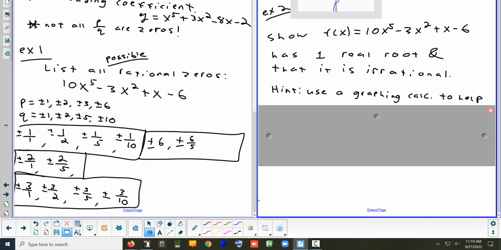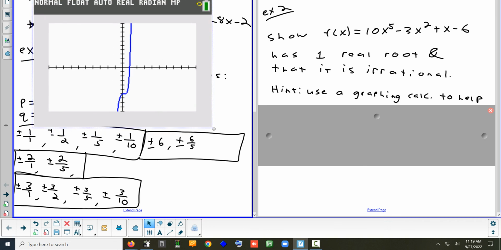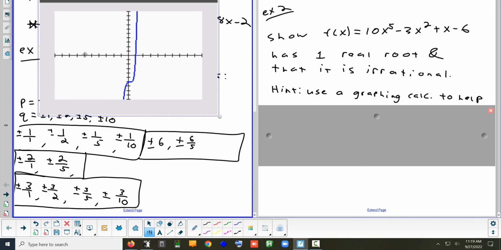So does it look like, let me put this over here so you can see it. Does it look like it's close to 0.5, 1/2? No, it doesn't even look close to that. Does it look like it's close to 1/5, 0.2? No. 1/10? No. 2? No. 2/5? That's 0.4. 3? No. 1.5? Not really. 3/5? That's 0.6. Nah, I don't think it looks close to that. 3/10? No. Positive or -6? No, that's not even close.